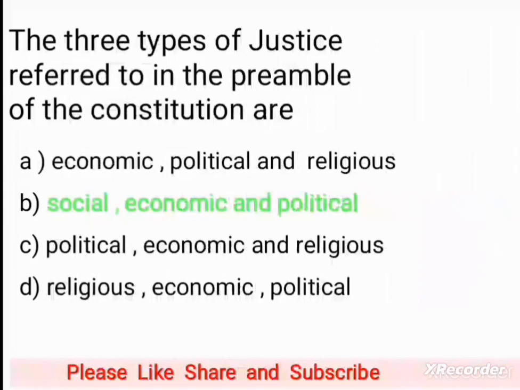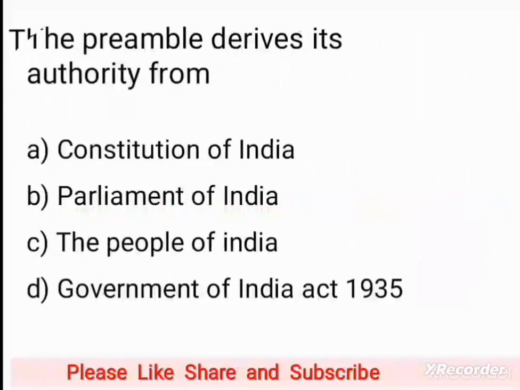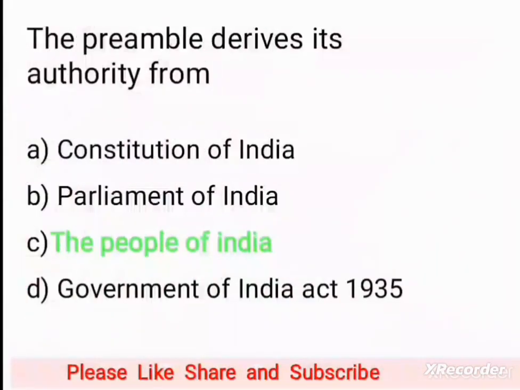And the next question is: the preamble derives its authority from option A, Constitution of India, option B, Parliament of India, option C, the People of India, option D, Government of India Act 1935. And the correct answer for this question is option C, the People of India.